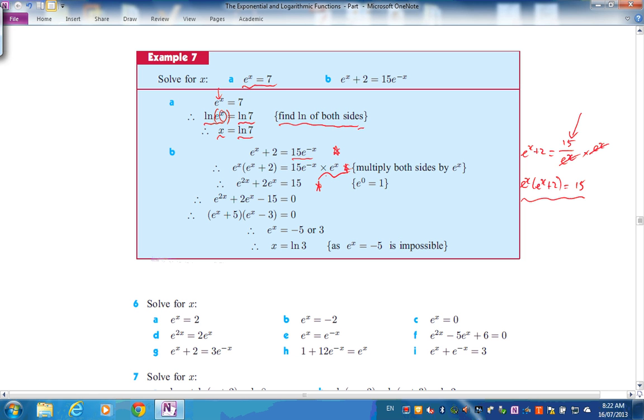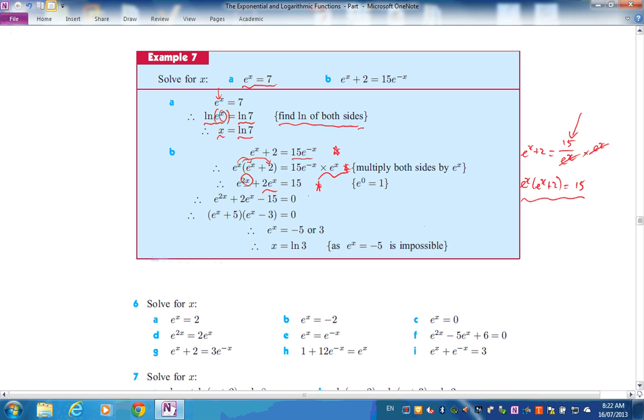E to the 2x, just multiplying that out, e to the x by e to the x, adding the powers, it's not x squared. Multiplication is addition of powers in exponent land, and then e to the x by 2 is 2e to the x.